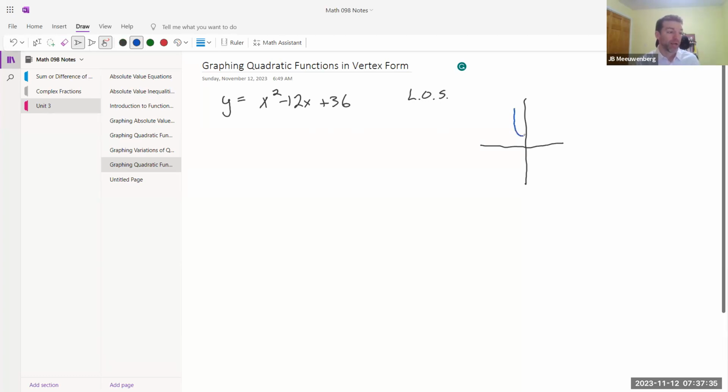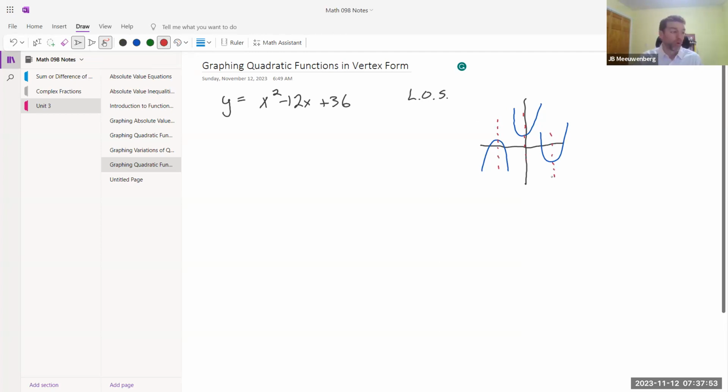Sometimes it's centered right on the y-axis. Sometimes it's over here or over here. And we need to know, where is the center of our graph? We need to know, is it right on the y-axis? Is it down here in the negative land, or is it up here somewhere positive?